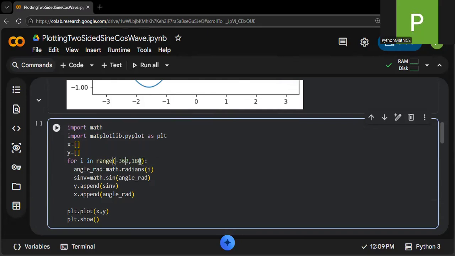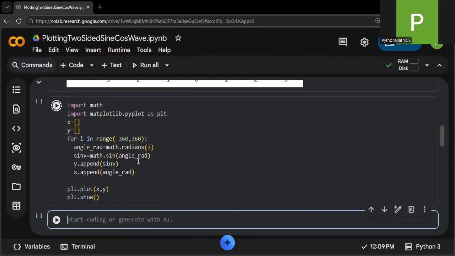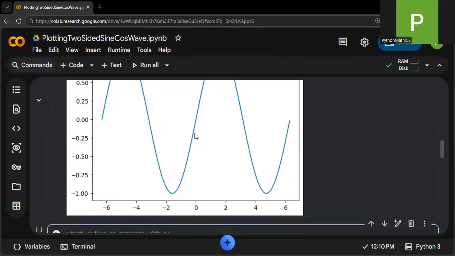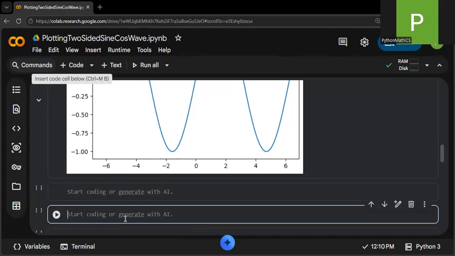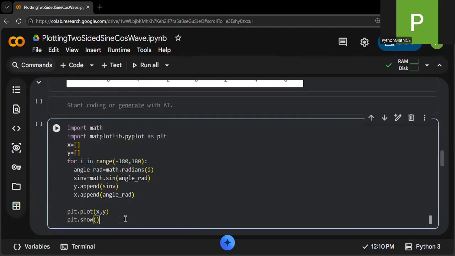So 360, and also this one 360, right? So if I just quickly run it, so you understand, now we have got two cycles of the sine wave. Okay, so let's make it more generalized, and I will modify the code so that any number of cycles can be plotted.